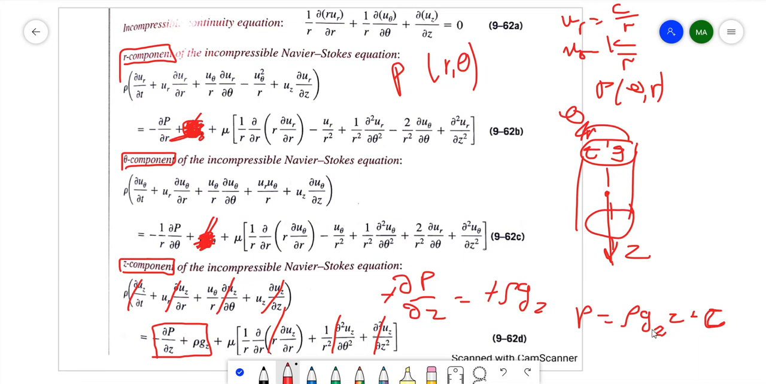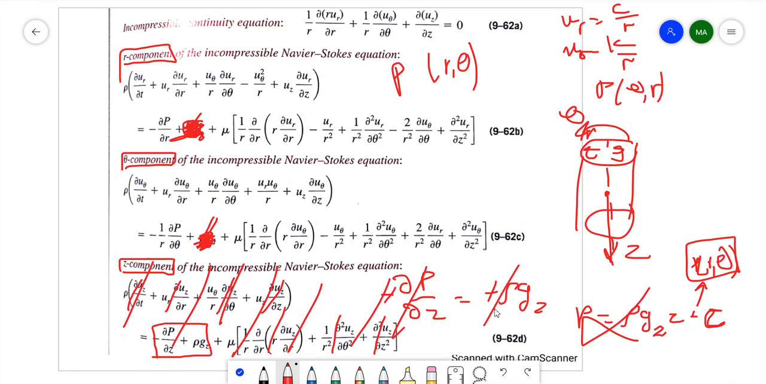So delta p will be equal to rho g delta z. And the constant, of course, is going to be the pressure function in the plane of r and theta. We want to find this one, not this. So just ignore it for now. That's why the z component of the momentum equation is of no use for us.